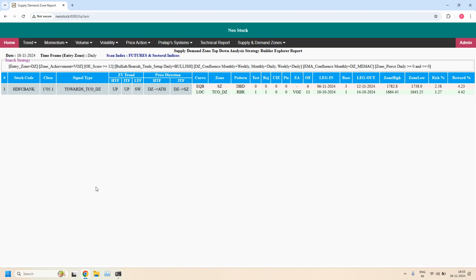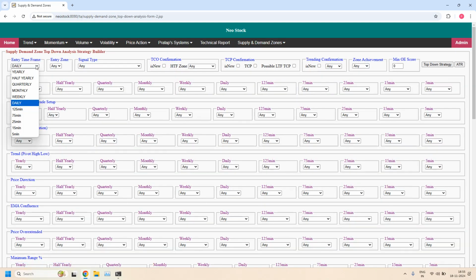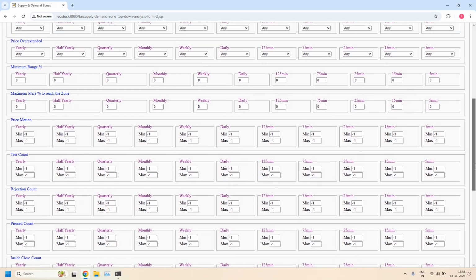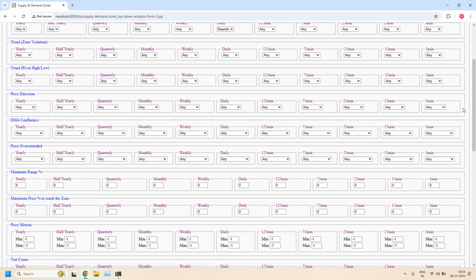Okay, next is bearish trade setup for monthly income trade. Entry time frame daily, entry zone is supply zone. In bullish or bearish trade setup at entry time frame daily, I am selecting bearish. This daily supply zone should not be pierced. So in the pierced count, daily time frame, setting minimum value 0, maximum value 0.